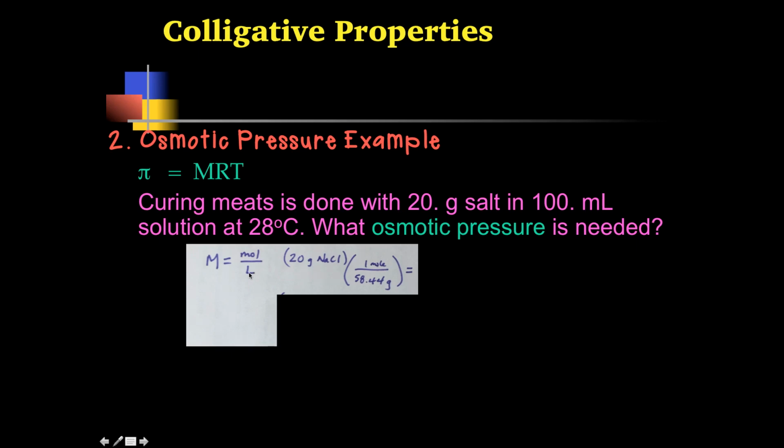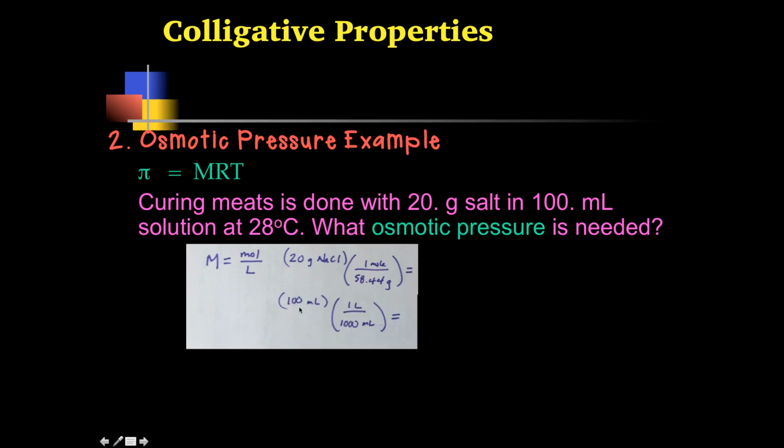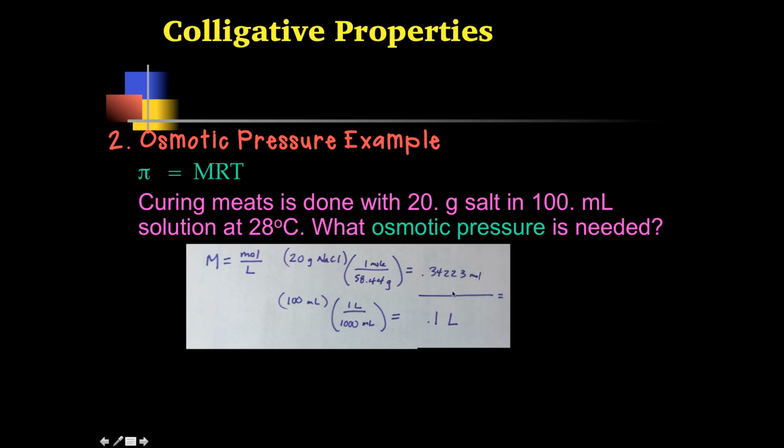The liters of solution, well, I have milliliters of solution. So if I take 100 milliliters divided by 1,000 milliliters times 1 liter, that will give me my amount of liters, and I have my amount of moles. And notice I didn't worry about sig figs yet because we're not at our final answer. So if I divide this out, that will give me somewhere around 3.4 molarity. All right, so that's my capital M.